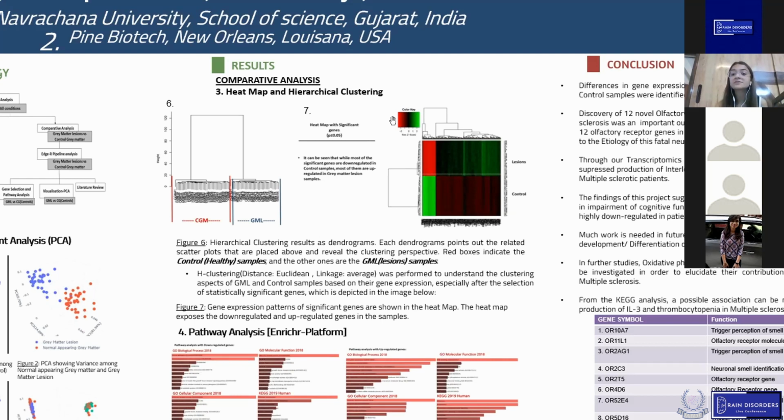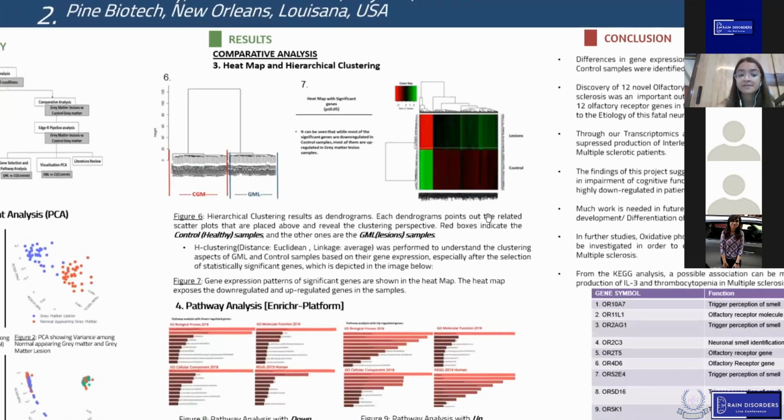Further on, I wanted to see the upregulated and the downregulated genes in a pictorial presentation. So I did a heat map. The heat map clearly shows that the significant genes in the gray matter lesions are upregulated, and the same genes are downregulated in the control samples. Hence, the comparative analysis of heat map and hierarchical clustering gave me a thumbs up that there is something at the gene level that separates the gray matter lesion samples and the control gray matter samples.